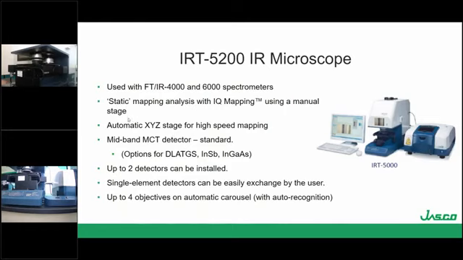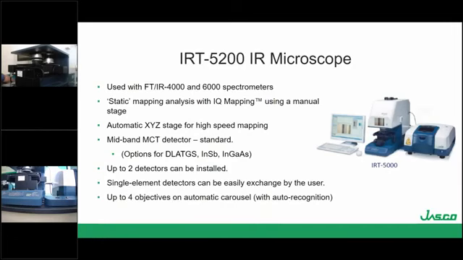This instrument uses a manual stage. Also, it can be upgraded to an auto XYZ stage for high speed measurement. Also, as I mentioned before, it has a mid-band MCT detector as a standard. It has different options: TGS, InGaAs, InSb. It can have two detectors. One of the single element detectors can even be exchanged by the user. And this instrument can hold up to 4 different objectives in the automated carousel, and they are recognized by the software.